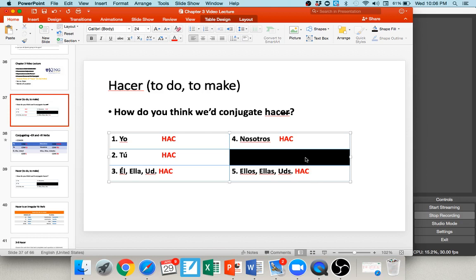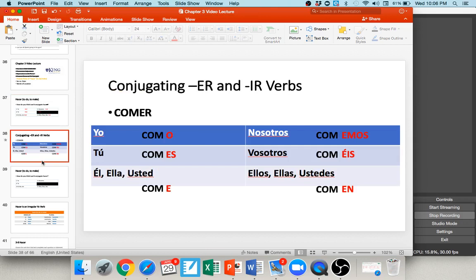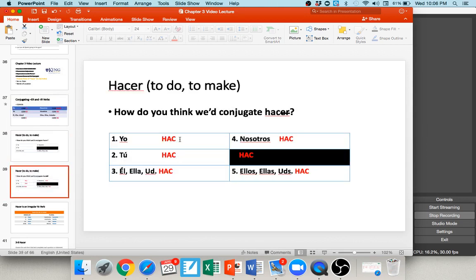I don't know why this one's blurred out. Sorry. And then think about your ER verb endings. When you had a verb like comer, you chopped off that ER and you added back o, es, e, emos, éis, en. If you don't remember doing that, go back and revisit our Chapter 2 video lecture, okay? But these are your normal endings for an ER verb: o, es, e, emos, éis, en. So let's say that I just go and slap those on here.